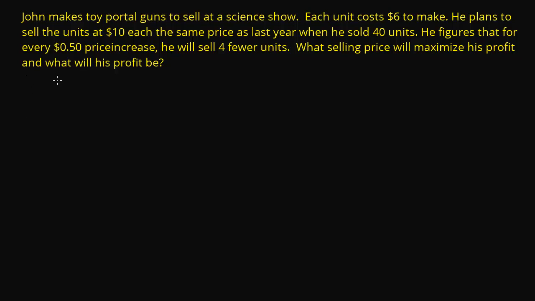In this problem, the trick really is to figure out what we need to let our variable be. This is a classic quadratic word problem where we're asked to maximize either revenue or profit, and in this case, we're asked to maximize profit. So we have to find the vertex, but first we have to come up with a quadratic function, because we weren't even given a function in this question. So let's introduce a variable. Let x represent the number of price increases, and let p of x be the profit.